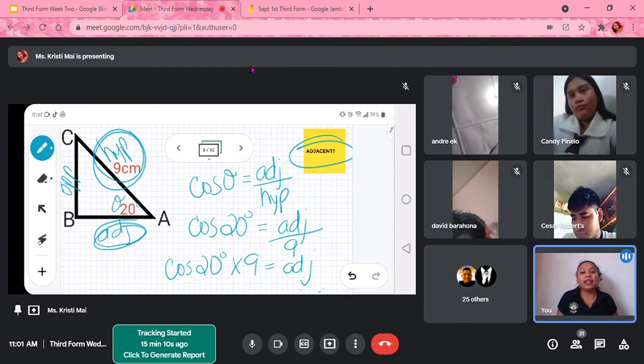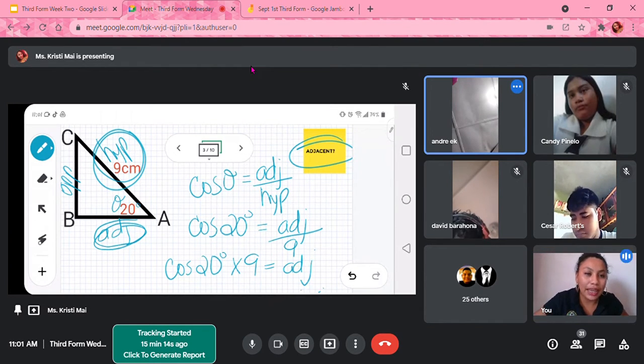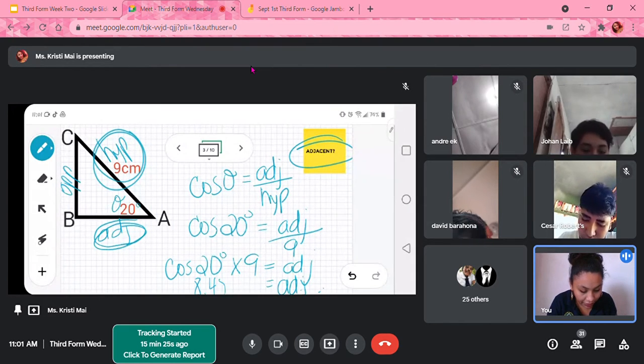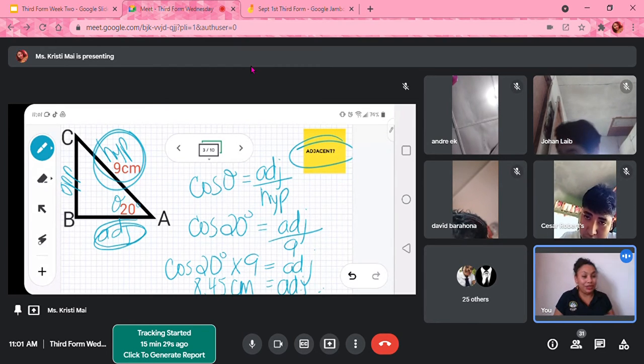So in your calculators, cosine 20 degrees times 9, what is the value? 8.45. Yes. Okay, did anybody else get that answer? Yes, miss. 8.45 centimeters. Remember your units. I am showing you all the units. If you send me a picture of your homework and it does not have the unit, I'm sorry, but it's going to be wrong. Remember your units.